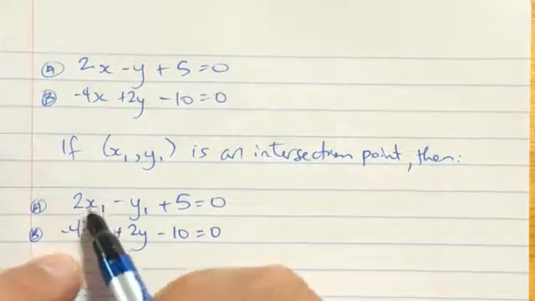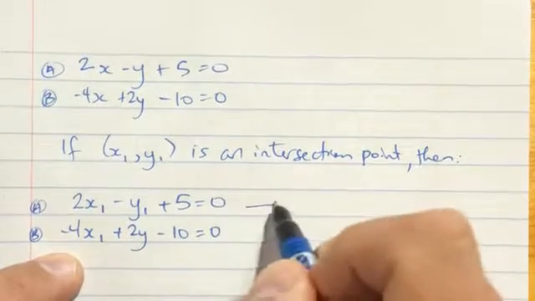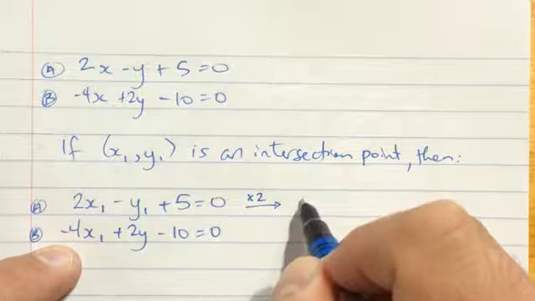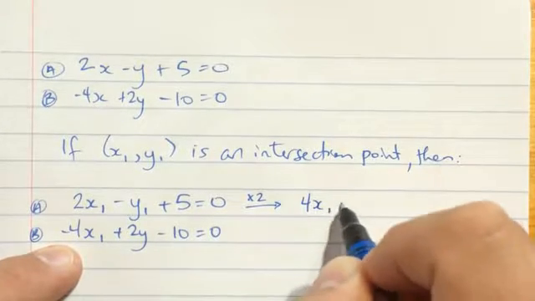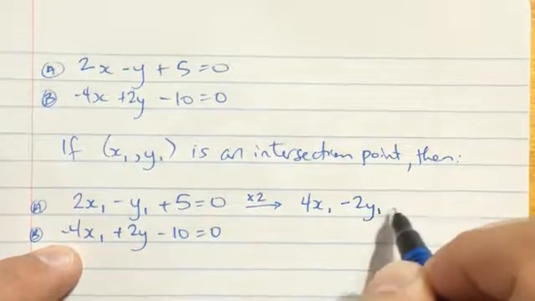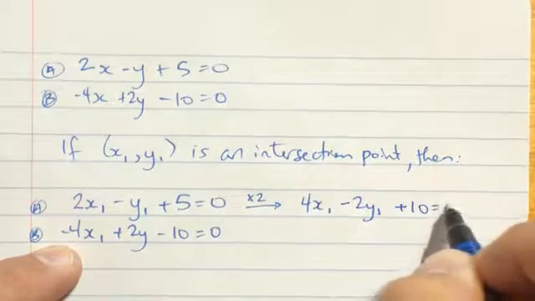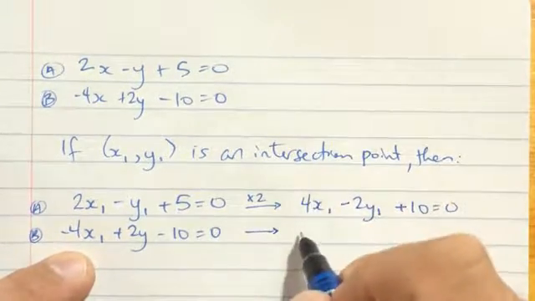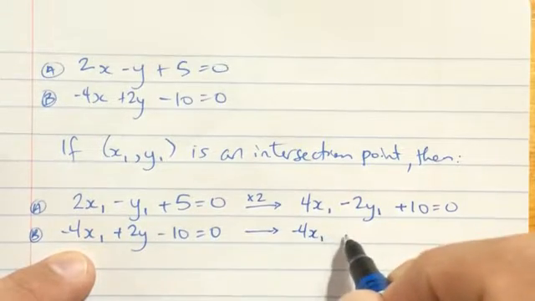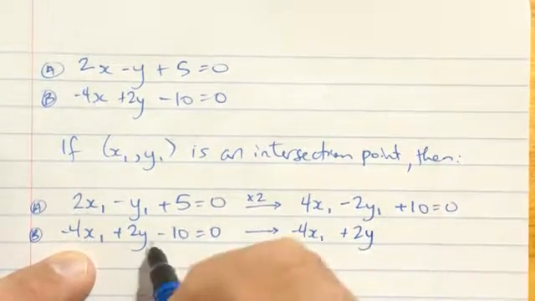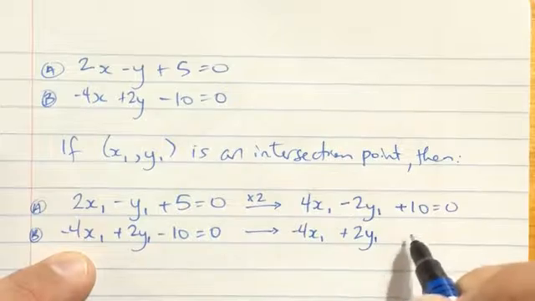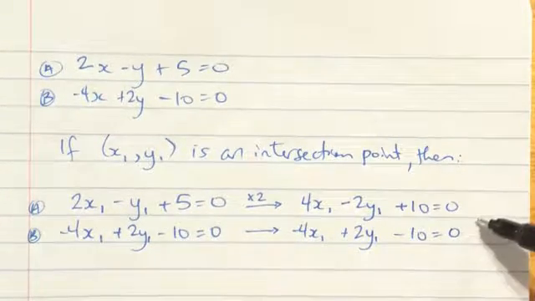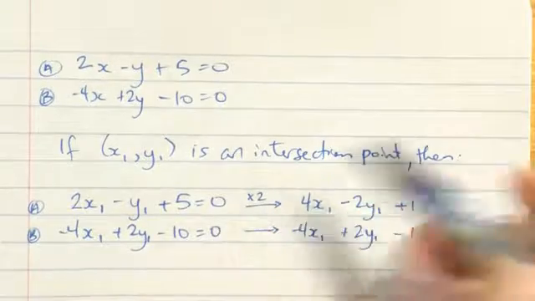Well, just like last time, I noticed that I can double the first equation and get a matching coefficient with the opposite sign. So I'll have 4x1 minus 2y1 plus 10 equals 0. 5 times 2 is 10. And the second one I'm going to leave as is, or multiply it by 1 if you like. Okay, two equivalent equations, the same as these two here.